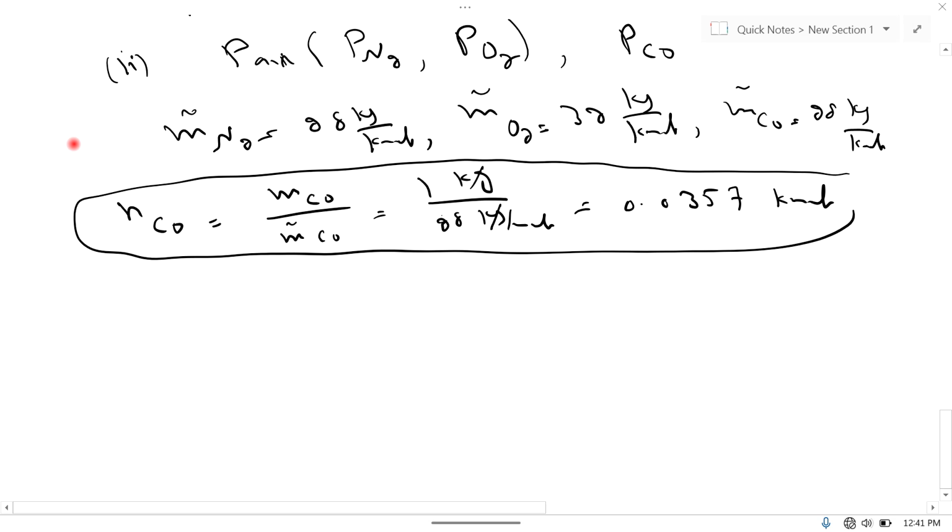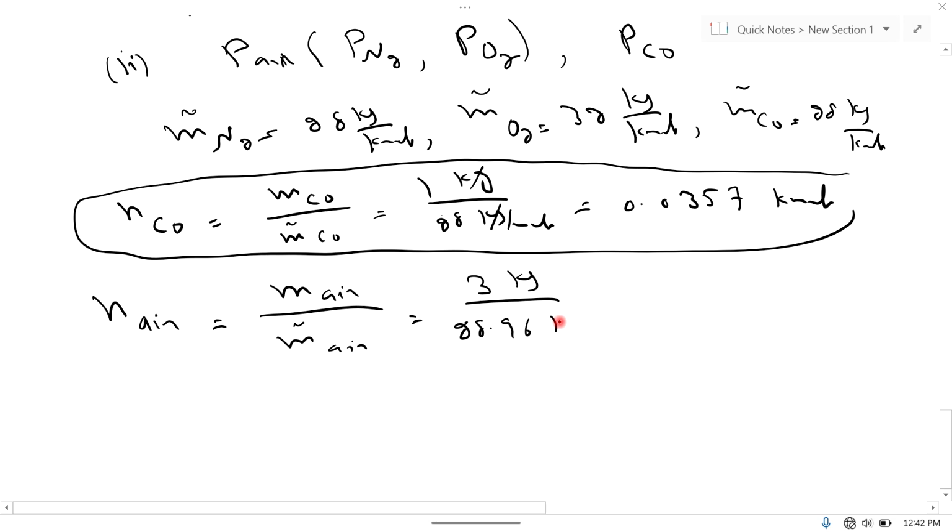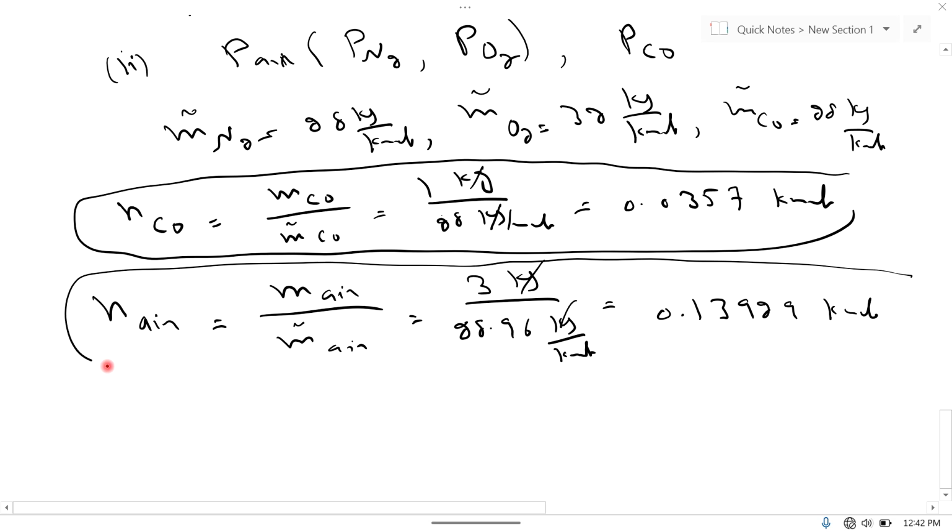Now for number of mole of nitrogen and oxygen, first we find number of mole of air. So number of mole of air is equal to mass of air divided by molar mass of air. So mass of air is 3 kilogram and molar mass of air is 28.96 kilogram per kilomole. Kilogram will be cancelled with kilogram. 3 divided by 28.96 is 0.13929 kilomole. This is the number of mole of air.